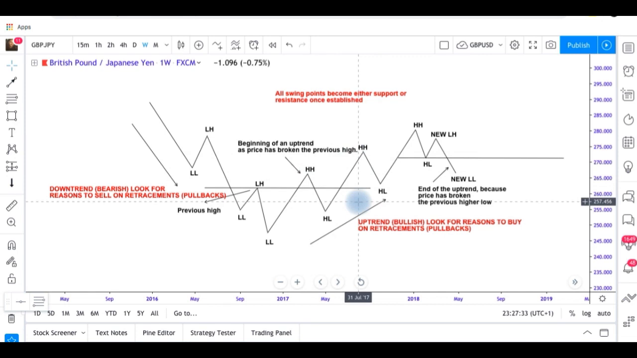So we're only now looking for reasons to buy it, because we're basically bullish on the higher time frames. Okay, so therefore we would never sell this. We would just wait for it to stop, wait for the retracement to finish, and then we'd buy it up towards the next high.